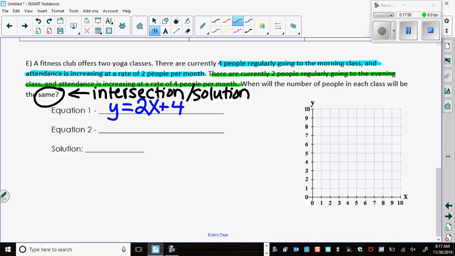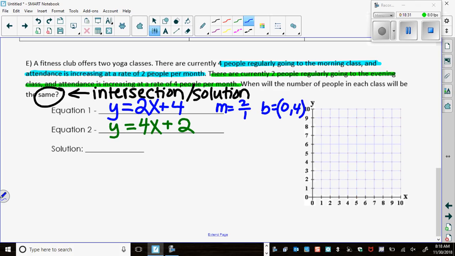My second one, there are currently 2 people regularly going to the evening class. So when I start my equation, my starting point is 2 people. And the rate, which also means slope, is 4 people per month. So X would represent the month, and so now we have to graph these solutions. I'll graph the first one. My slope is 2/1. My y-intercept, or my starting location, is 4.